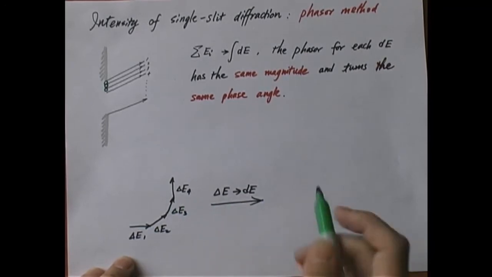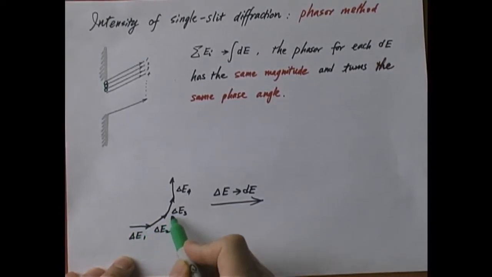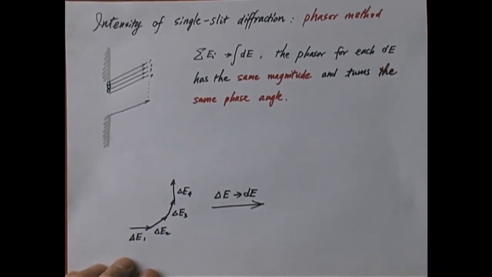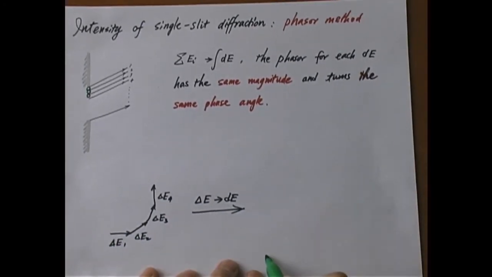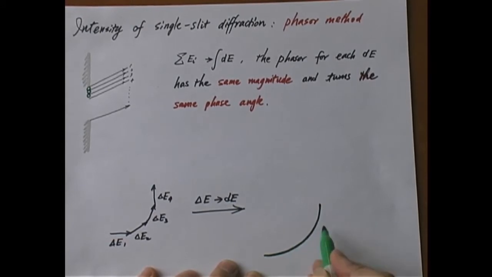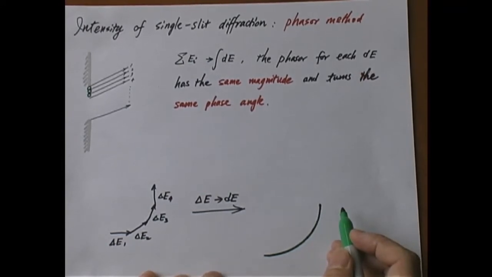So imagine you have a whole bunch of tiny phasors, each extremely short, and as you add them together, they turn around at an even pace. What do you think you'll be getting? You'll actually be getting something like this. Isn't that right? And since the angle is turned uniformly, what do you think the shape of this curve would be? It would be part of a circle, wouldn't it? Part of a circle.